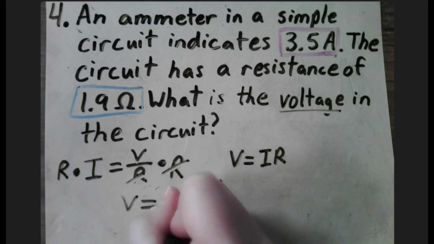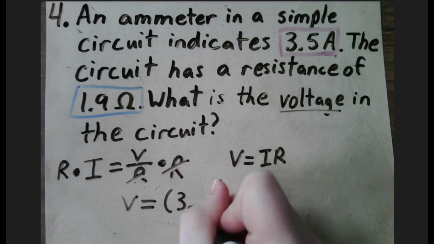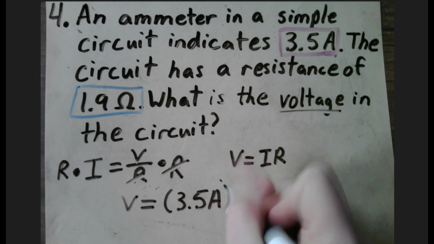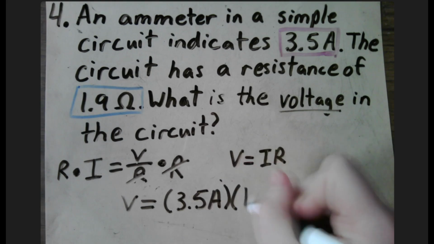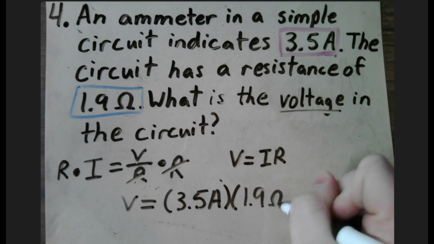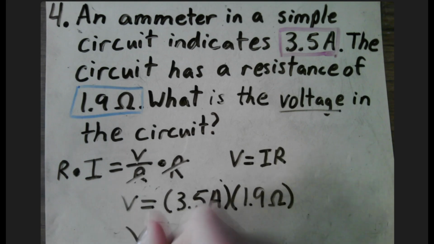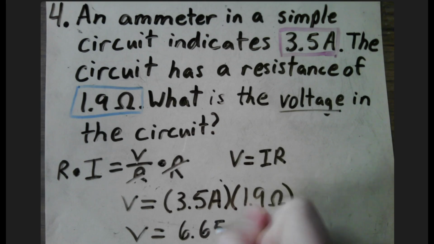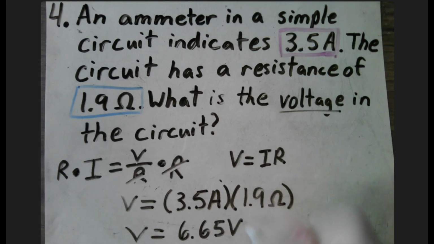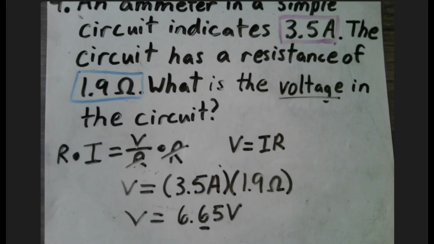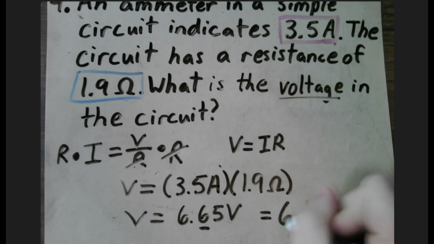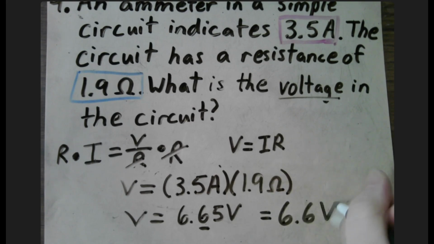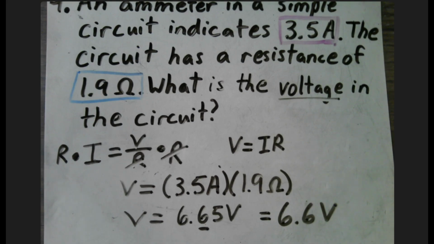So let's plug it into our formula. V is equal to 3.5 amperes multiplied by 1.9 ohms. V is going to be equal to, after we figure out the math, 6.65 volts. But we want to round to our nearest tenth here, so it'll be equal to 6.6 volts. And that is our answer.